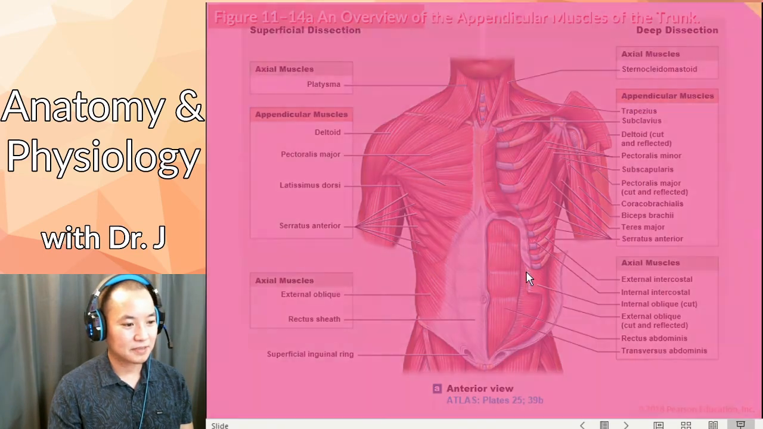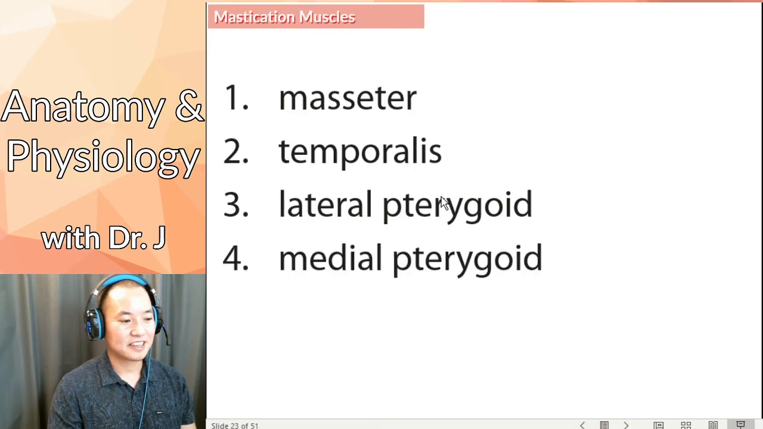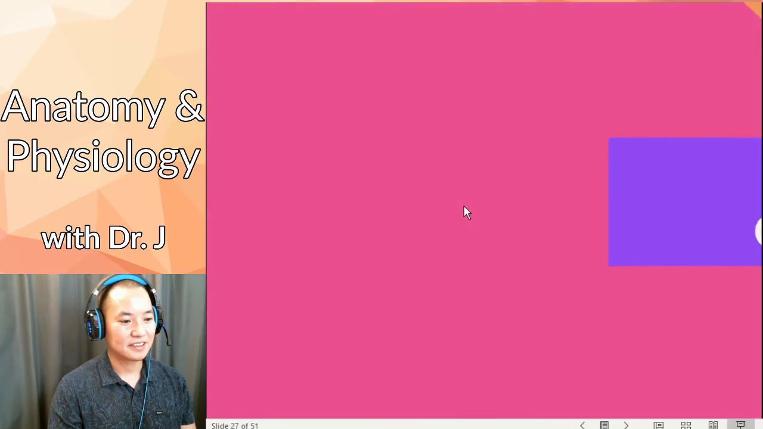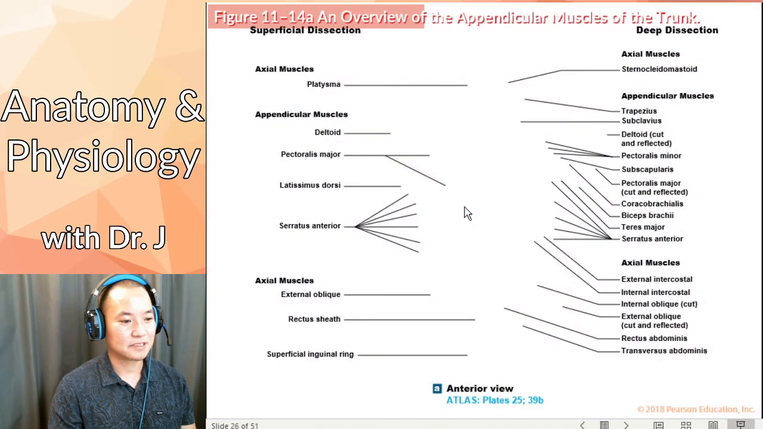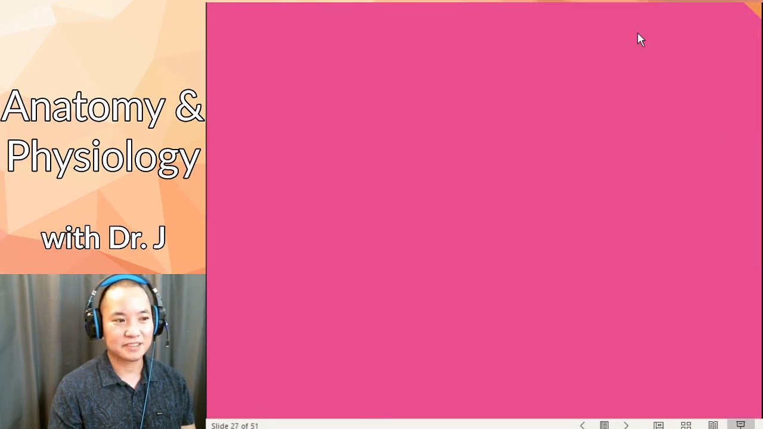Ooh, what happened there? Okay, now PowerPoint's bugging. Yeah, so you couldn't see the transversus abdominis in that previous picture.